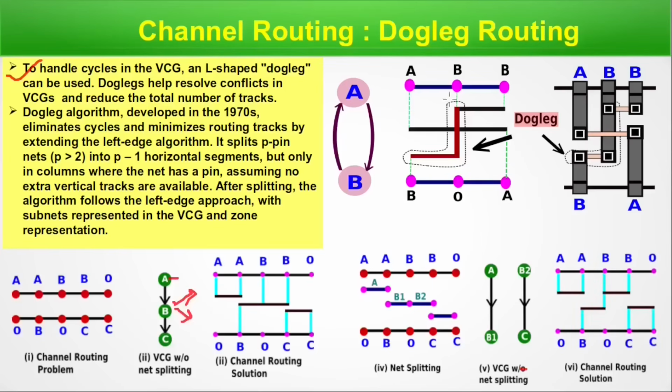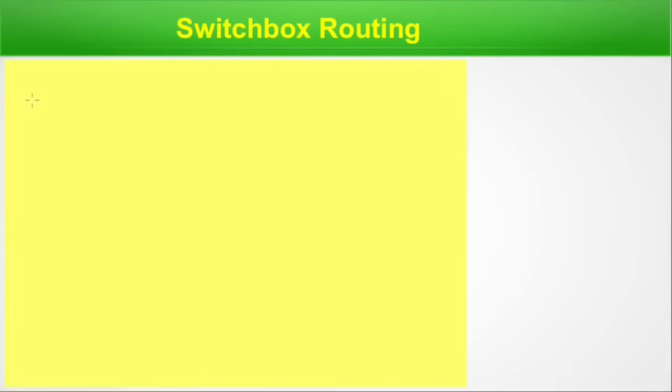And here is the dogleg, this structure. So this is the dogleg algorithm. We are done with this slide. We will move to the next slide. Now switchbox routing.